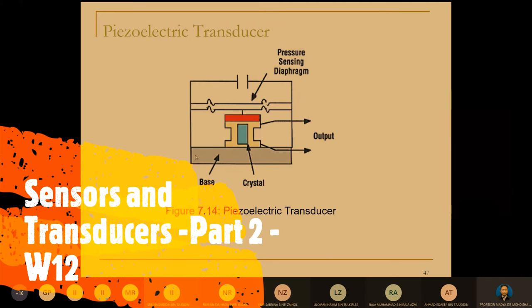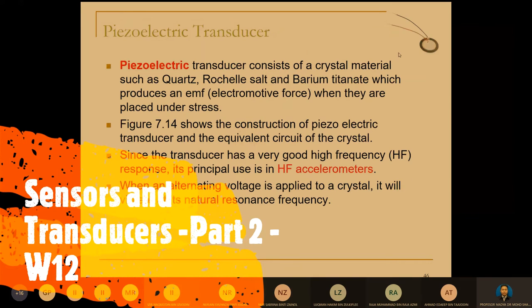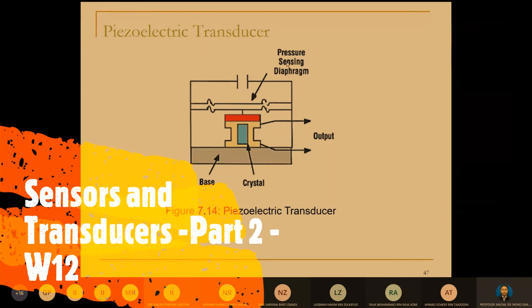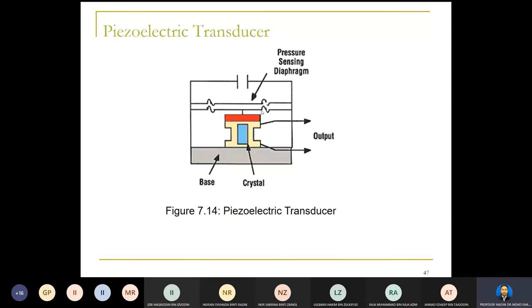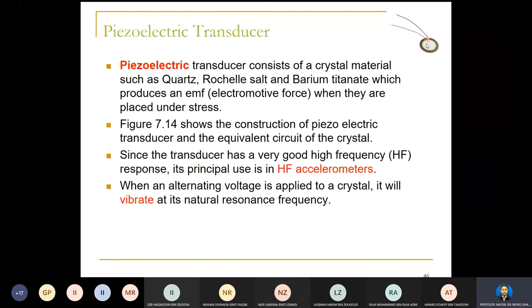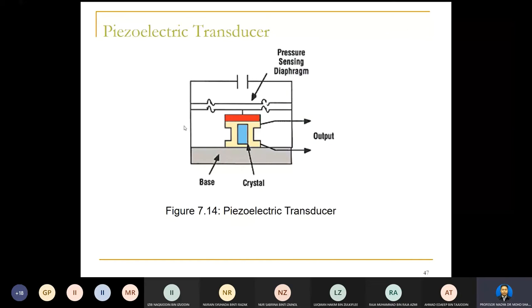So here we have the base and we have the crystal. Then we have the pressure sensing diaphragm like this, the white color here. So this is the diaphragm, the pressure sensing diaphragm. Inside this white part we have the crystal. This is the construction of the piezoelectric transducer, and it will generate the resonant frequency.